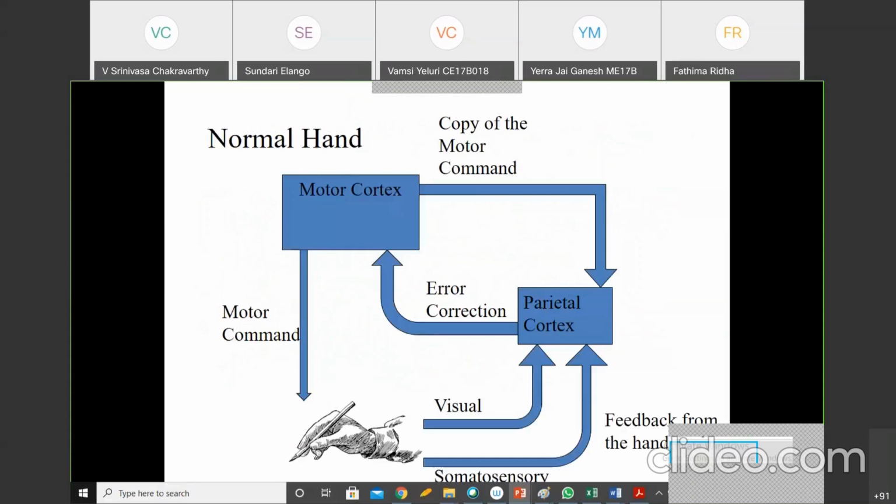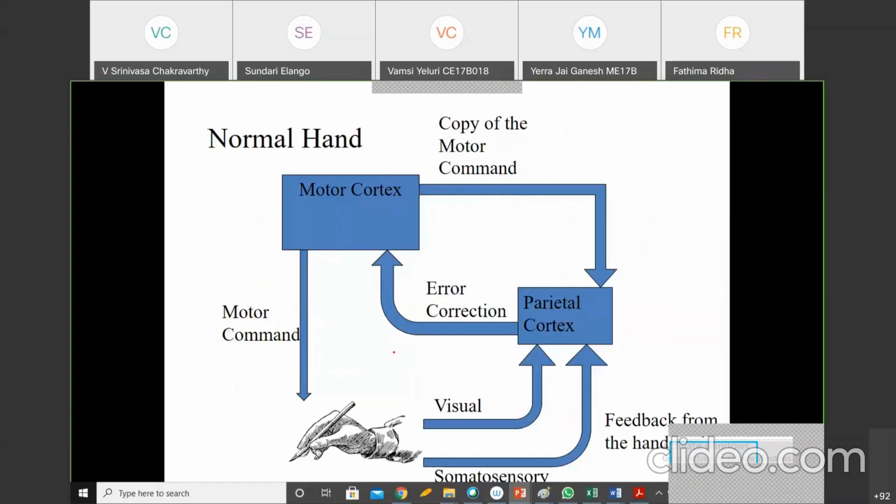Let me show this with the schematic here. The motor cortex sends a command to the hand, and therefore the hand moves. So this is a basic pathway. Then the motor cortex also sends a copy of the motor command to the parietal cortex or cerebellum, because there are many such loops. So let us take the parietal cortex.